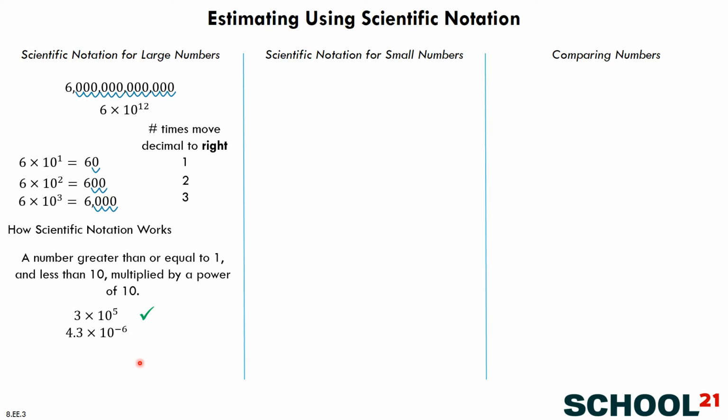4.3 times 10 to the negative 6. So this looks a little trickier. There's a couple things going on.